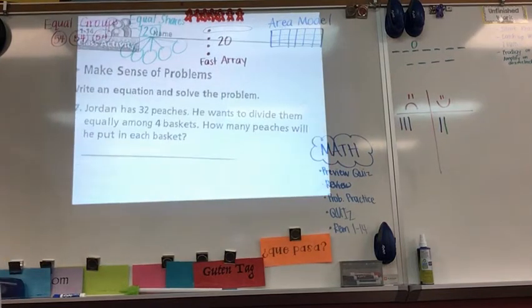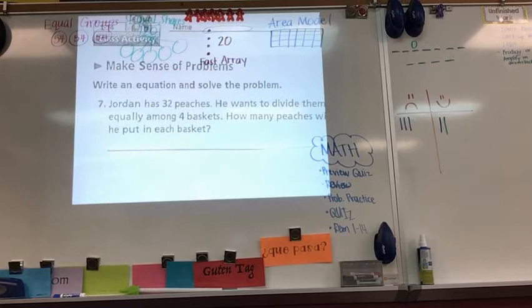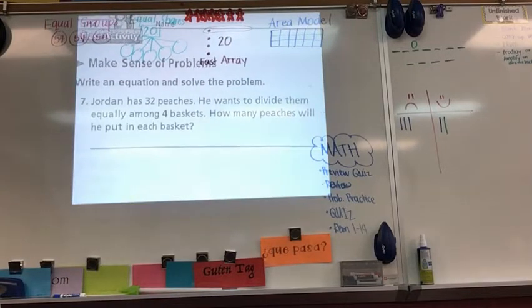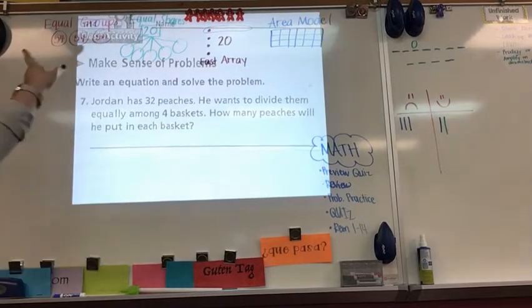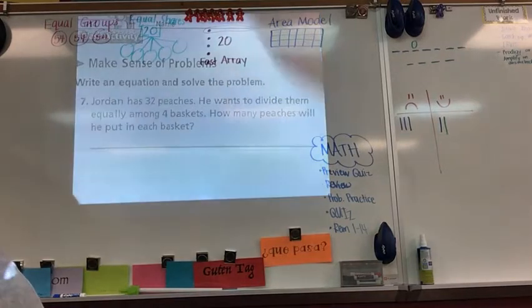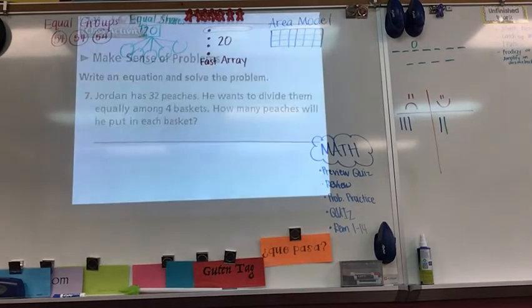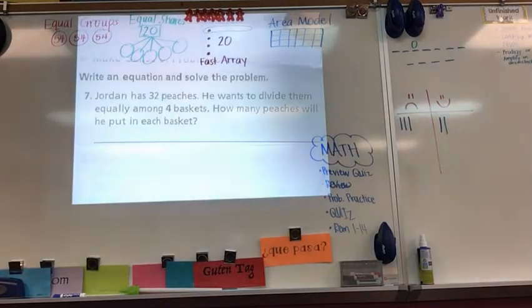If I can get it in the right spot for you to see it. Jordan has 32 peaches. That sounds like a total. He wants to divide them equally among 4 baskets. How many peaches will he put in each basket? I'm looking for mathematicians to tell me some key words that help me know what's happening. And it's also going to help me figure out what type of problem up top. I'm going to grab a blank piece of paper here that I can cover up that top bit so it's easier to read. There you go. Easier to see the problem types.